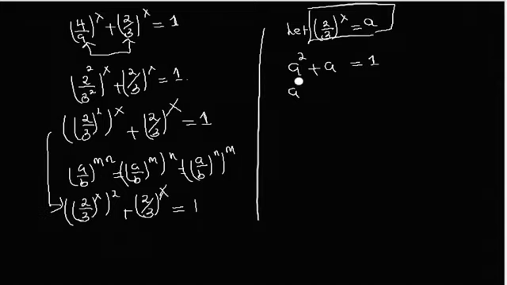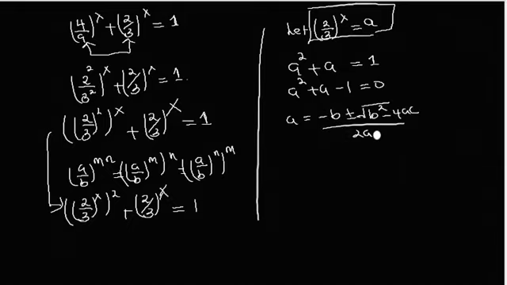Of course, we can rearrange this as a^2 + a - 1 = 0, which we can quickly solve using the quadratic formula, x = (-b ± √(b² - 4ac)) / 2a. All right, so we quickly substitute. We know that b is equal to 1, a is equal to 1, and c is equal to -1.